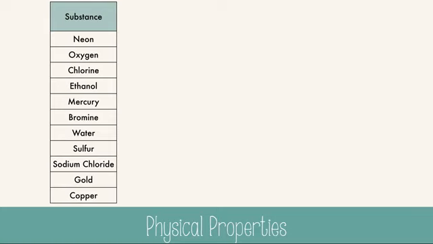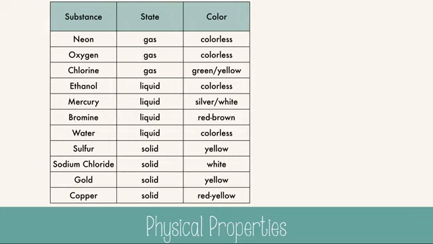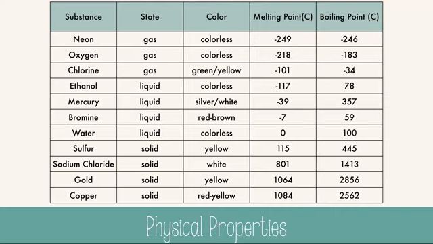For each of the substances listed here, there are physical properties like the state at room temperature, color, melting point, and boiling point in degrees Celsius. So if you needed to tell the difference between, say, ethanol and water, which are both liquid and colorless, you could put them in the freezer, which is typically at negative 18 degrees Celsius or 0 degrees Fahrenheit. That's cold enough to freeze water, but not cold enough to freeze ethanol. If it freezes, it's water. If it doesn't freeze, it's ethanol.